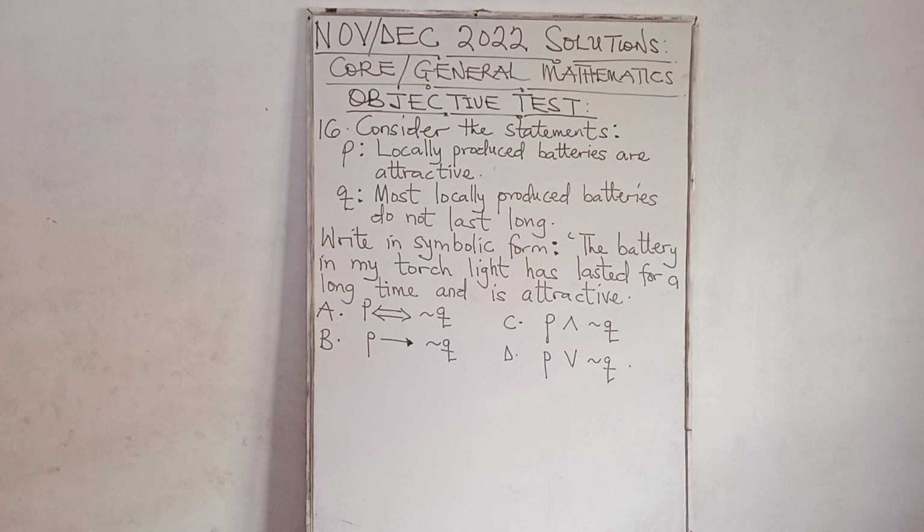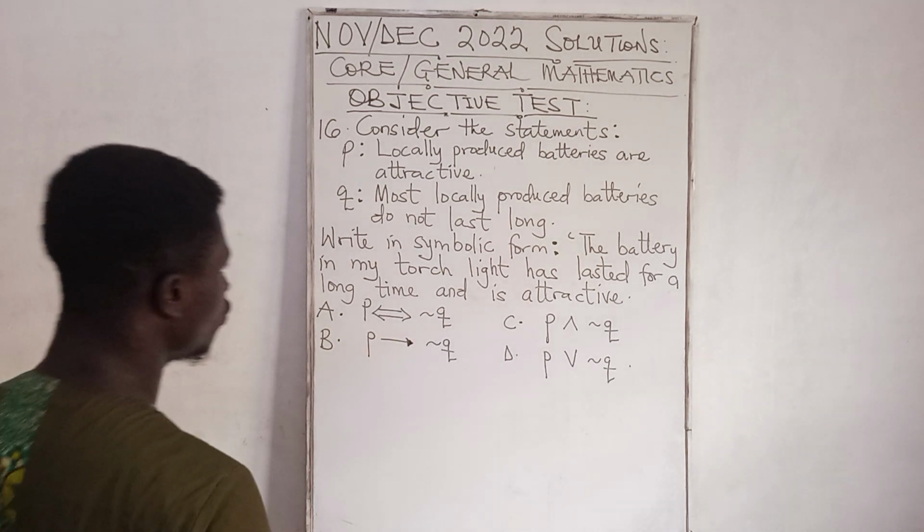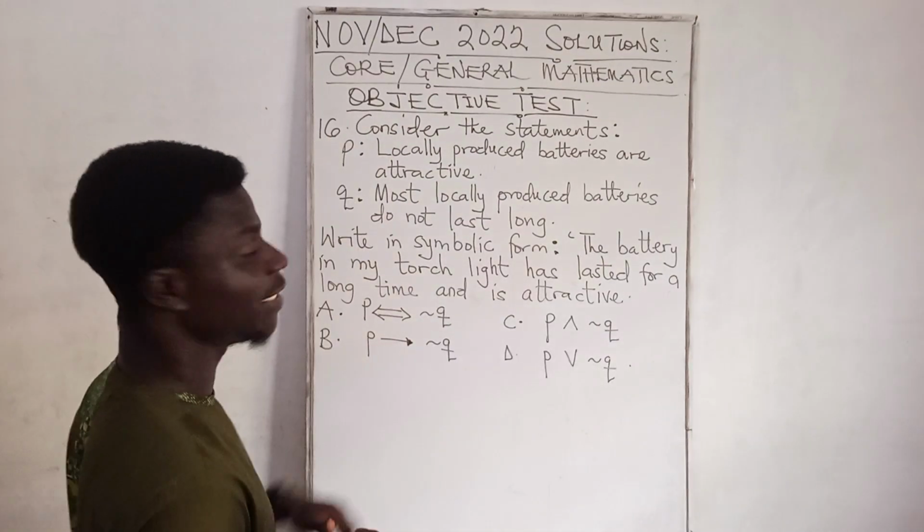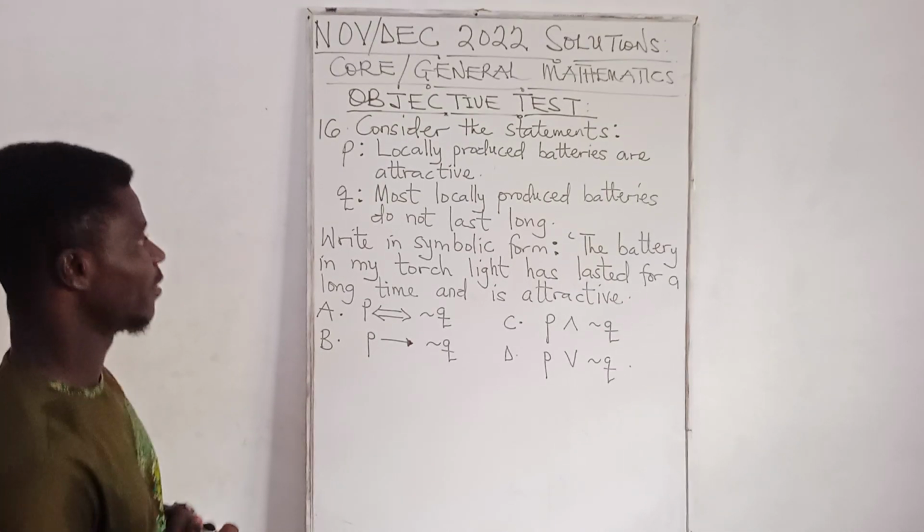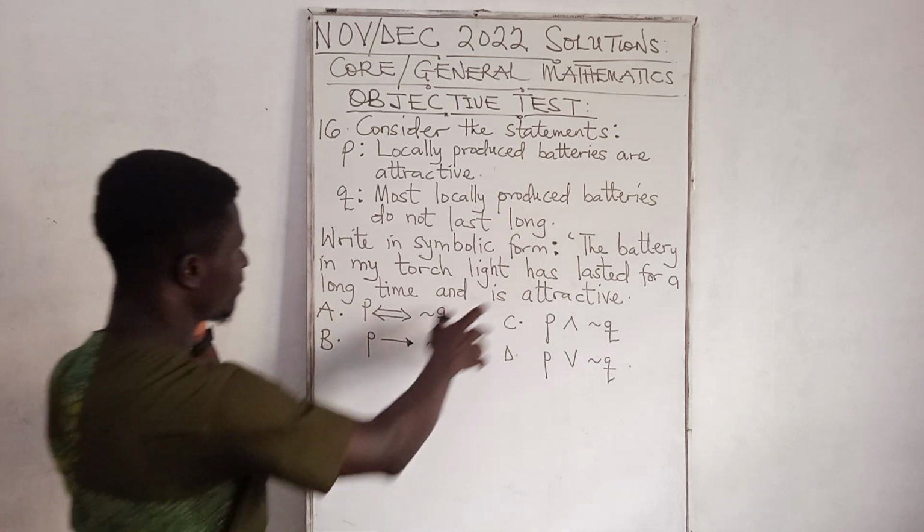They said we should write in symbolic form. The battery in my torchlight has lasted for a long time and is attractive. Write in symbolic form. So this time around, we should use mathematical symbols to represent this English statement.